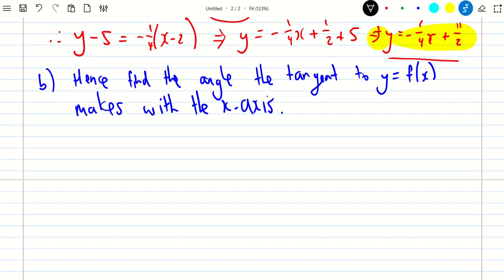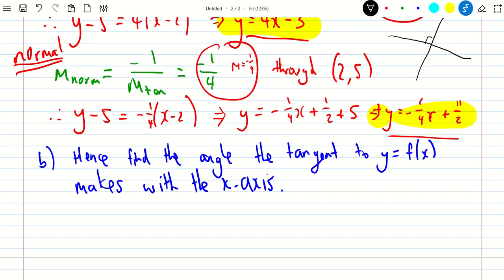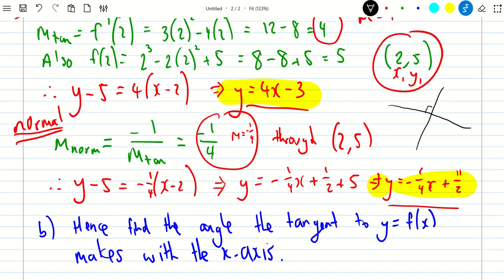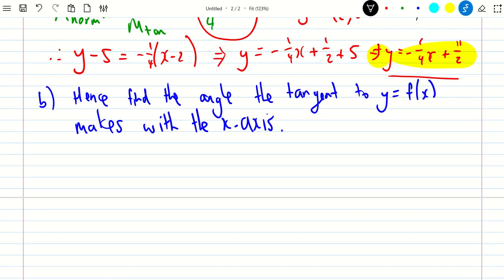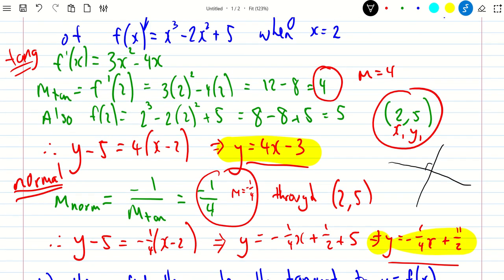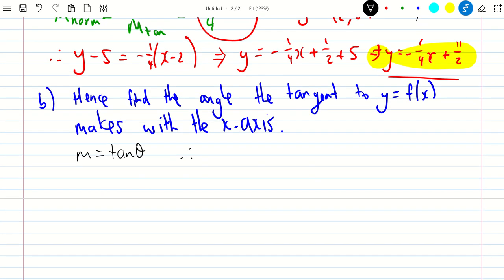Last bit here, hence find the angle the tangent makes with the x-axis. Okay, so we want to know what angle it makes. So here we've got m is equal to tan theta. Therefore, what was m? Our tangent line had a gradient of 4. So 4 is equal to tan theta. Therefore, theta is equal to arctan, or inverse tan, of 4.